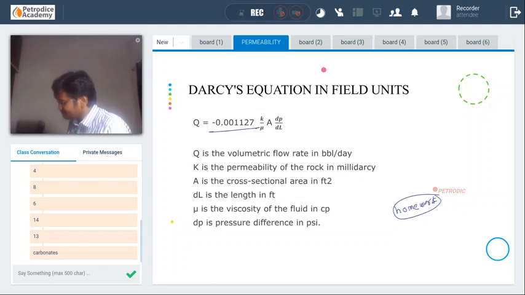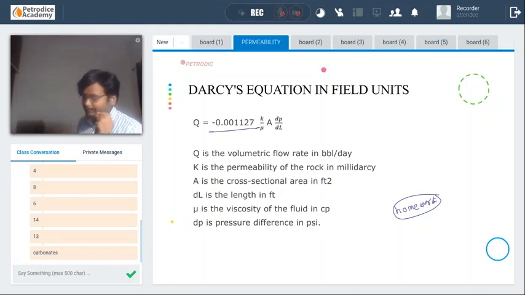So do write it, guys. This is your homework. Leave one particular page for the derivation of the conversion factor. First try it in a rough notes. After that, if you get the correct answer, copy it in your class notes.